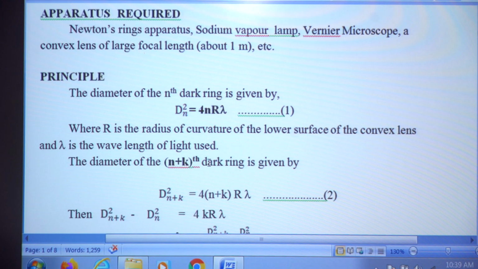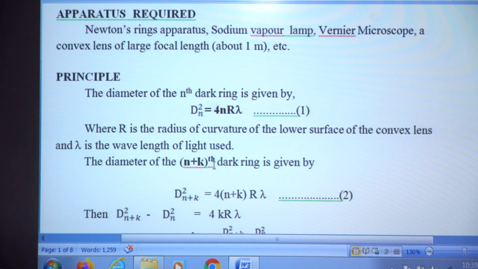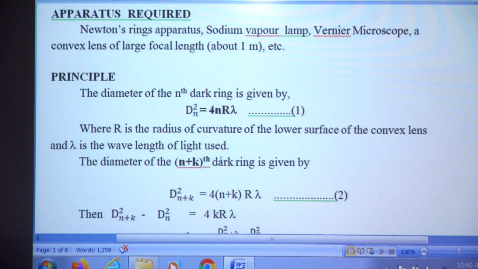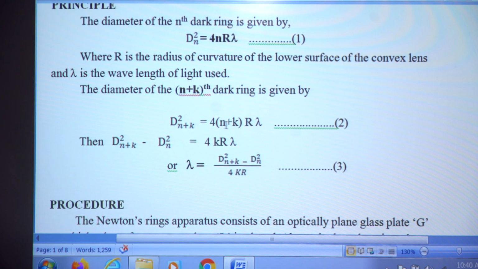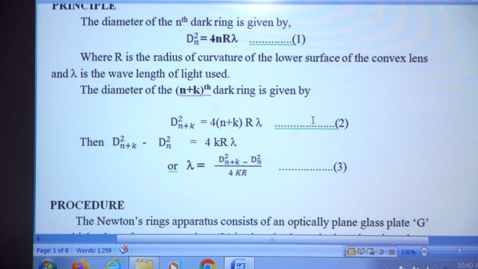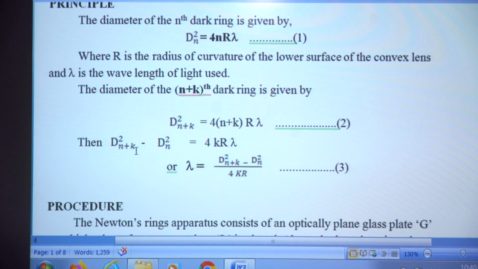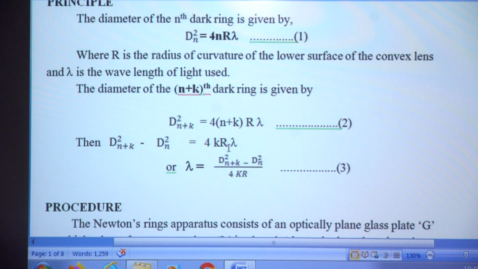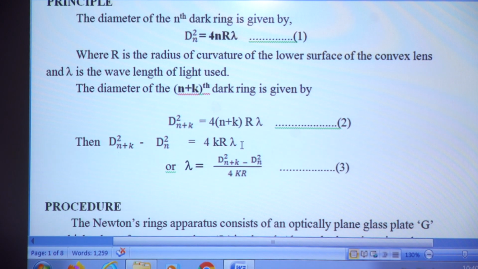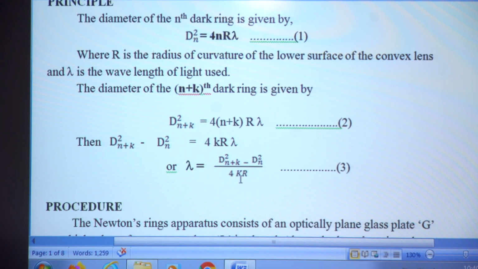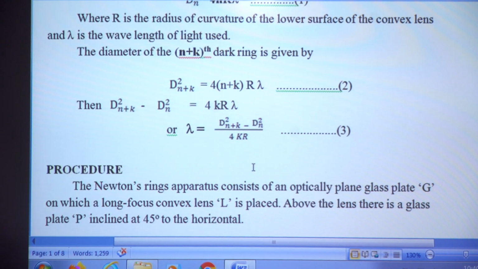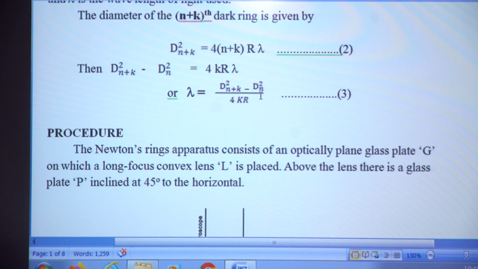Then we can write the diameter of the n plus kth dark ring, say k is equal to 10: d_(n+k) squared is equal to 4 (n plus k) r lambda. That is equation 2. If we subtract 1 from 2, we get d_(n+k) squared minus d_n squared equal to 4 k r lambda. From that we can find the value of lambda as d_(n+k) squared minus d_n squared divided by 4 k r. This is the formula that we use for the determination of lambda.